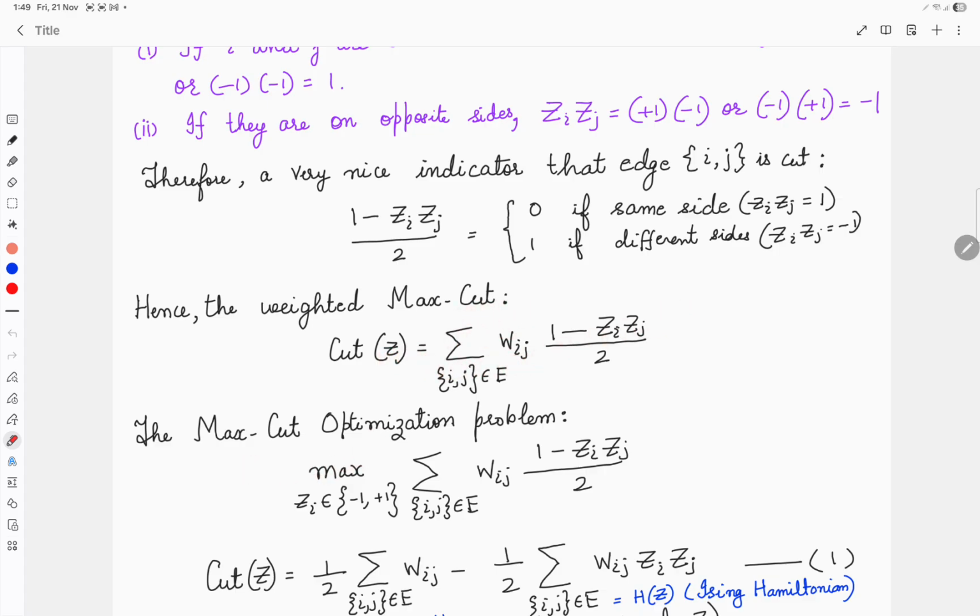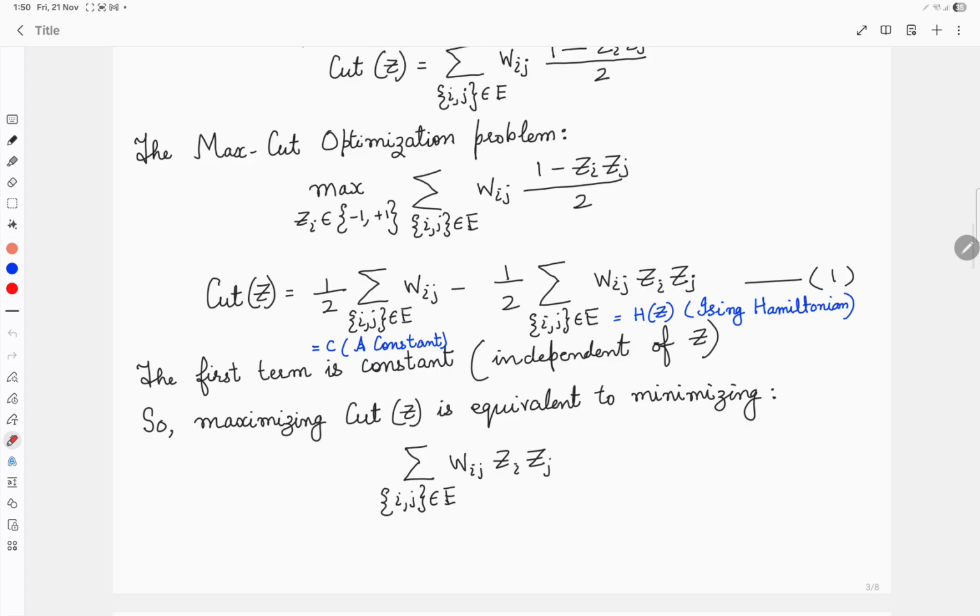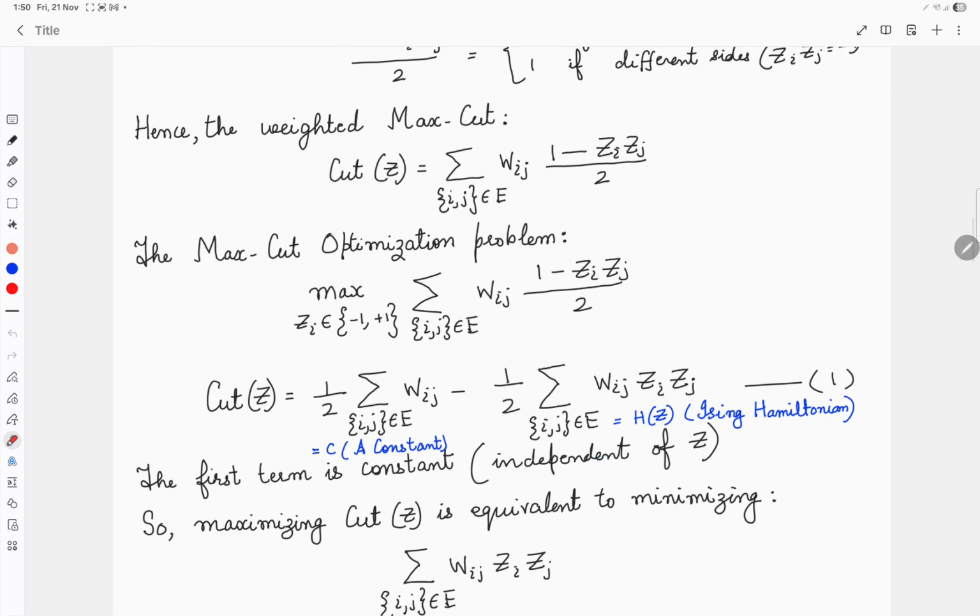And how to maximize it? This is the expression to maximize. We will take the maximum value over all the combinations of these zi variables, and this expression will give me the weights of all the edges. So when this is maximized, that number will give me the MaxCut optimization solution, right? So this is the expression which gives me the maximum weight.